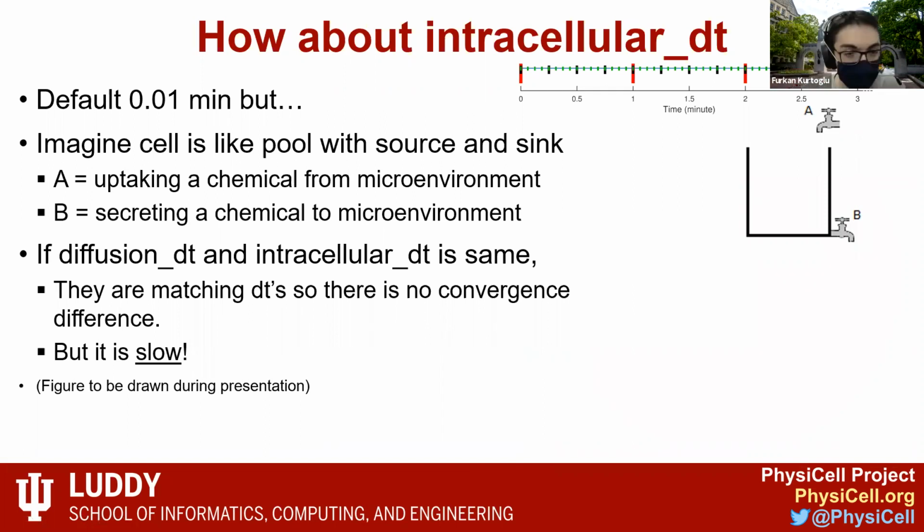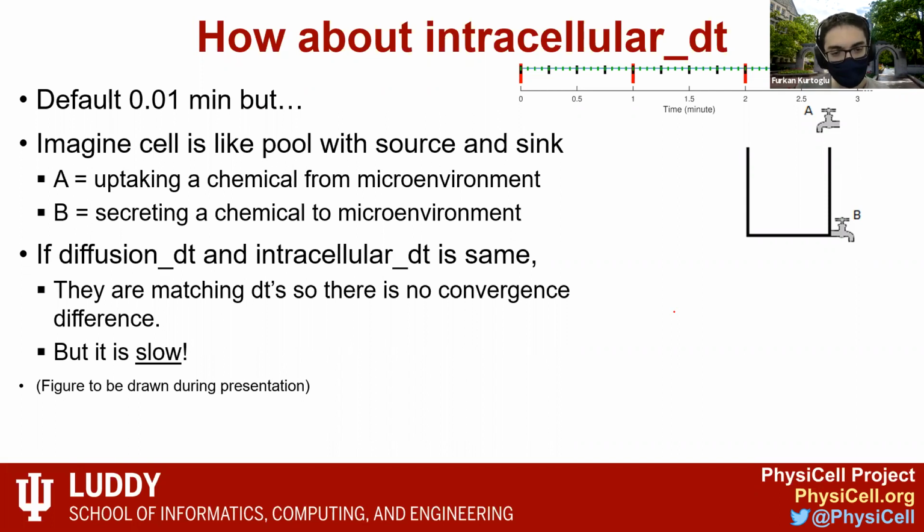So the thing is, at this point, we need to talk about the intracellular dt. As a default value, it's 0.01 minutes. So what we are doing is simulating the kinetic model in every diffusion dt. We can change this one. So I want to explain how it looks.